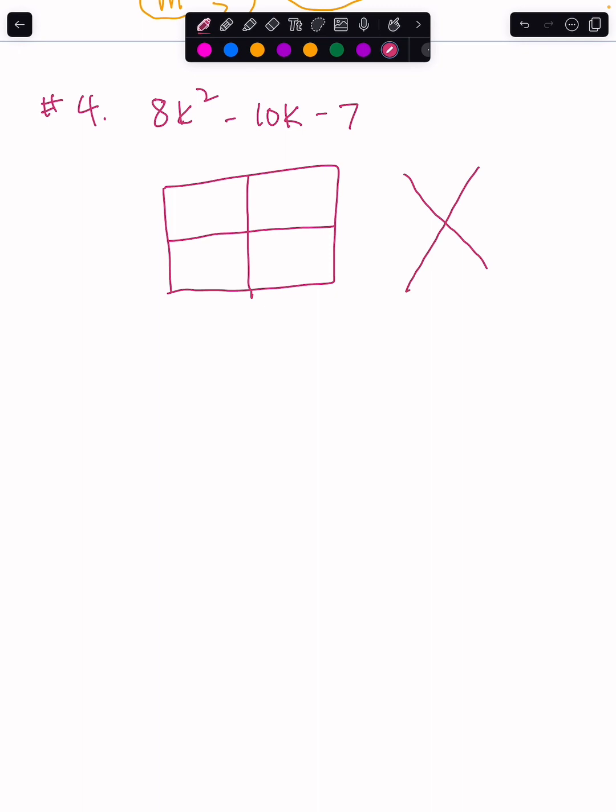Here we go. I'm going to put 8k squared right here, -7 back here, and then I'm going to put negative 10K here. And what do I have to do? Multiply that. That's going to give me negative 56. Now I've got to multiply, see what makes negative 56.